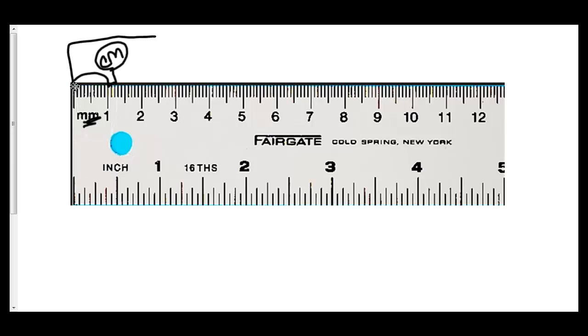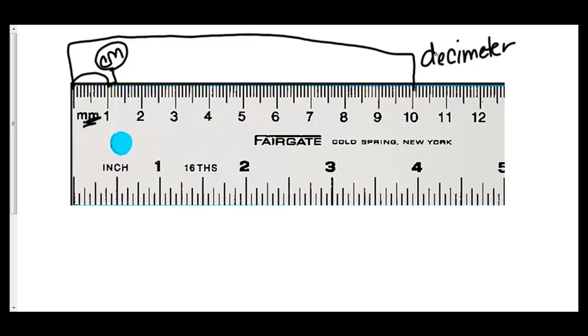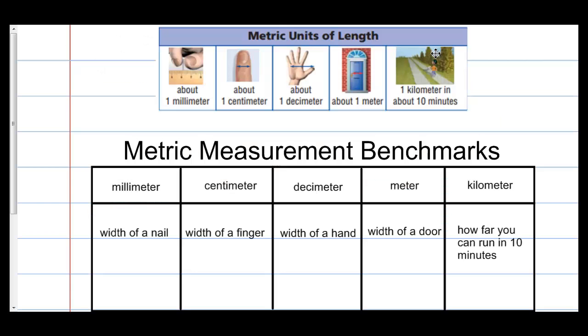10 centimeters is a decimeter. 100 centimeters is a meter. So we're going to be talking about how big these types of objects are. We're going to be putting some of this information in your math journal.